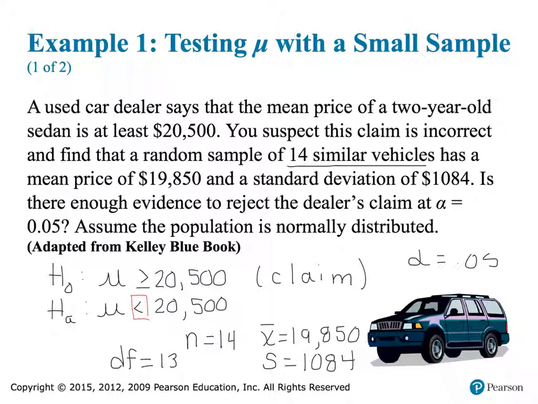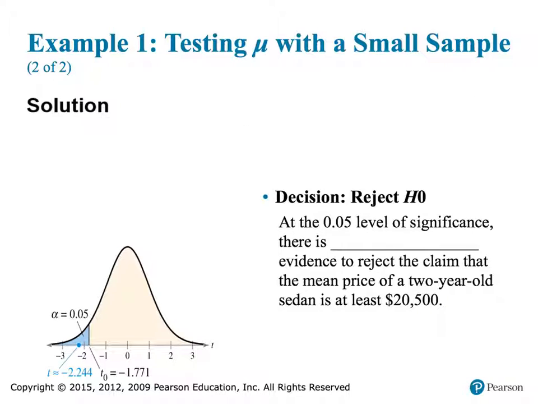So what we need to do is go to our table 5 for the t-distribution. Go to the row at the top for one-tailed, because this is a one-tailed test. It's a left-tailed test. And find the alpha level of 0.05. If you go down to the degrees of freedom equal to 13, you should see a critical value of 1.771. But because we're doing a left-tailed test, then that needs to be negative.